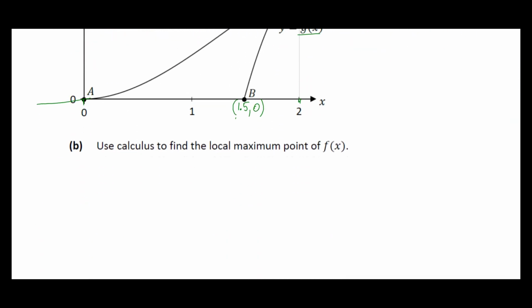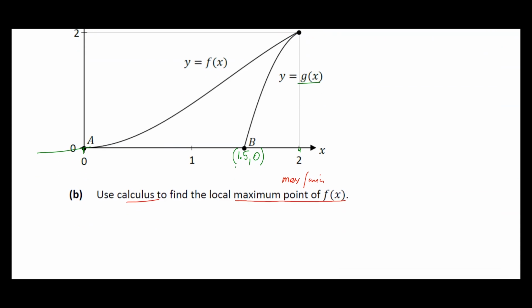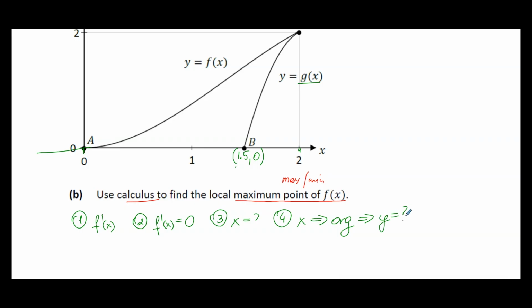Okay, let's have a look at the next part. It says to use calculus to find the maximum point. They are very kind to point that out, because when we are talking about a maximum or minimum point, the derivative is going to help us find it. So how do we do that? First, we create the derivative of the given function. Second, we take that derivative and equate it to 0. Third, we solve it for x. Then we take that x back to the original function to find the corresponding value of y. So that's what we do.